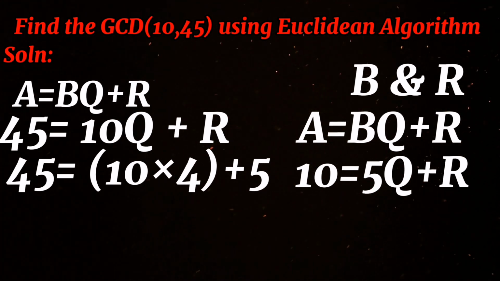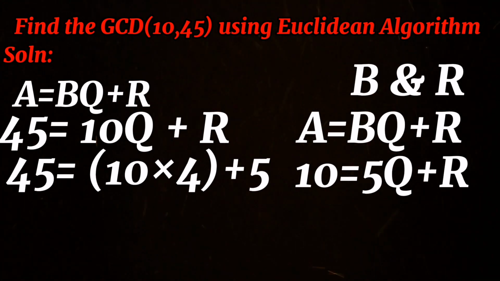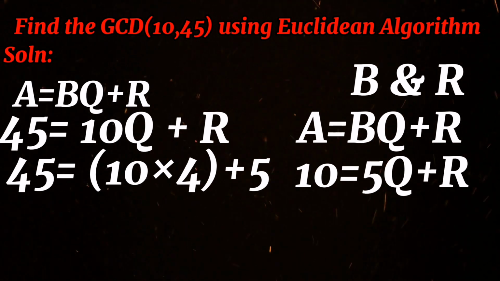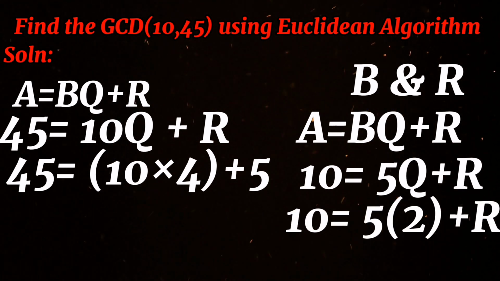We are going to ask ourselves, how many times can we find 5 in 10? And obviously we can find 5 in 10 2 times, meaning our q is 2. Since we can find 5 in 10 2 times, it means that our quotient is equal to 2. So we have found our q.